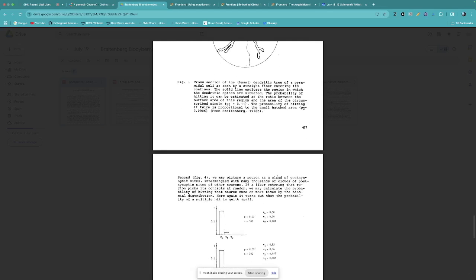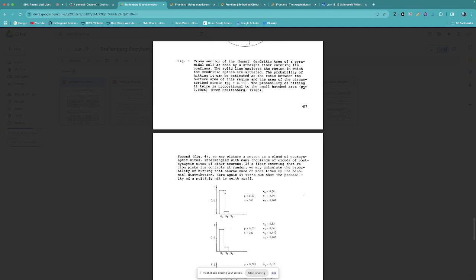Second, we may picture a neuron as a cloud of postsynaptic sites, intermingled with many thousands of clouds of postsynaptic sites of other neurons. If a fiber entering that region picks its contacts at random, we may calculate the probability of it hitting that neuron once or many more times by the binomial distribution. Here again, it turns out that the probability of multiple hits is quite small.